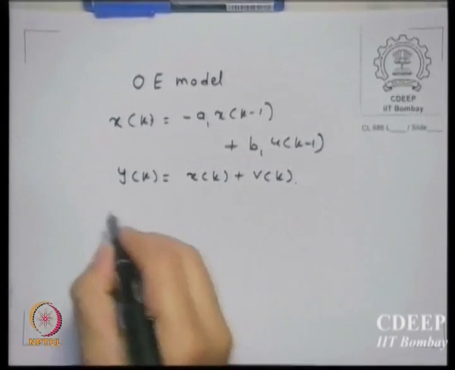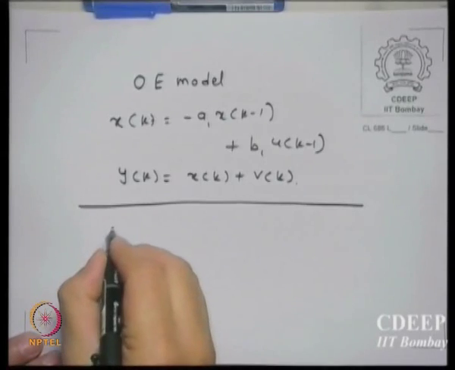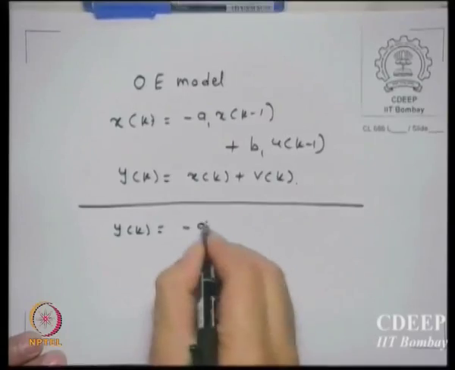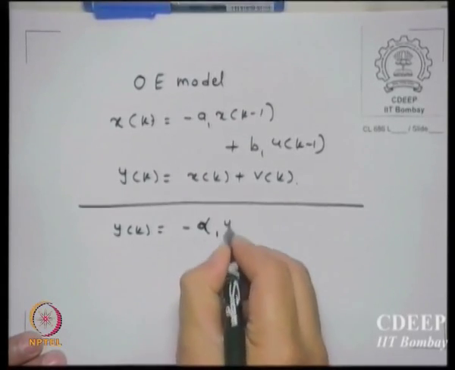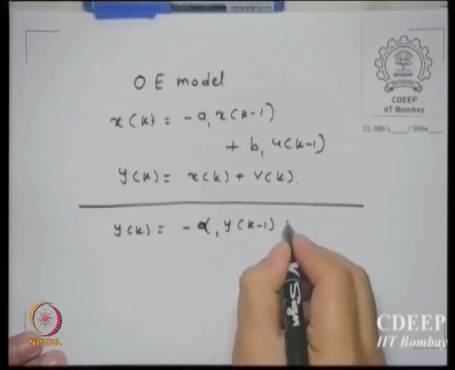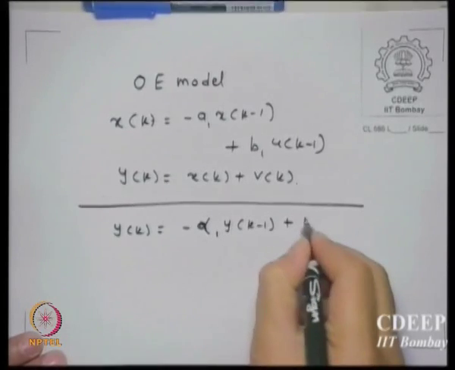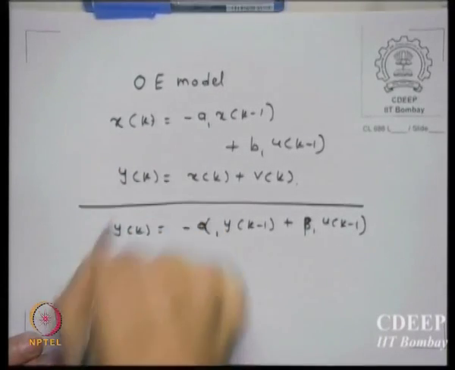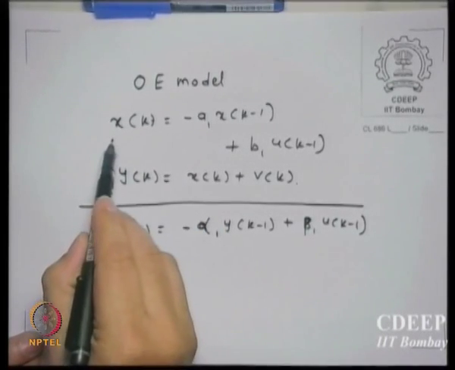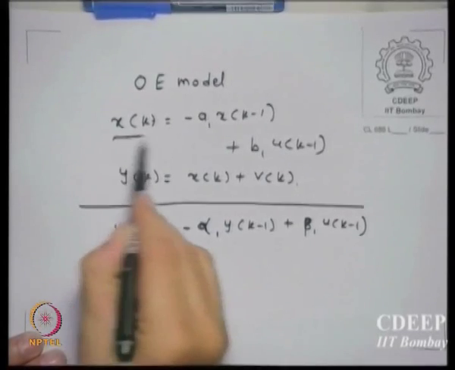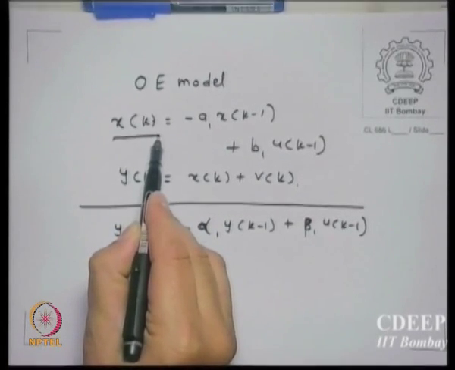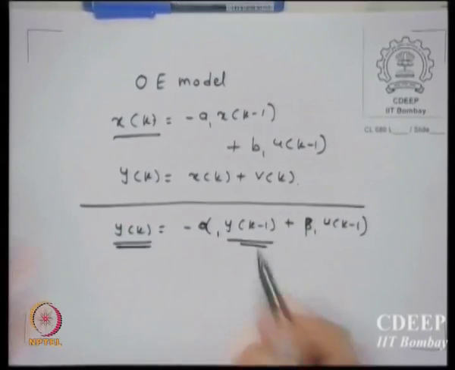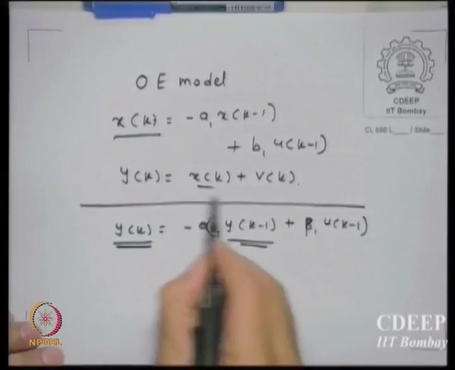Now this model is fundamentally different from writing y k as minus a1, or let us call it alpha 1, y k minus 1 plus b1 or beta 1 u k minus 1. These two models are fundamentally different, because in one case we are working with x, which is the effect of u alone. Okay, and in this case we are working with y directly. Y is measured. Okay, x can never be measured.